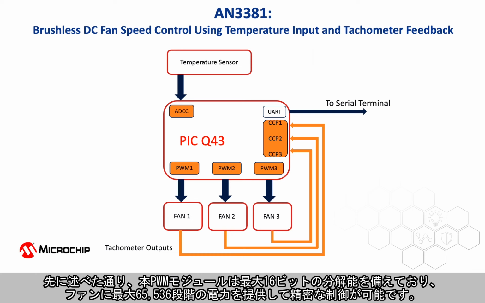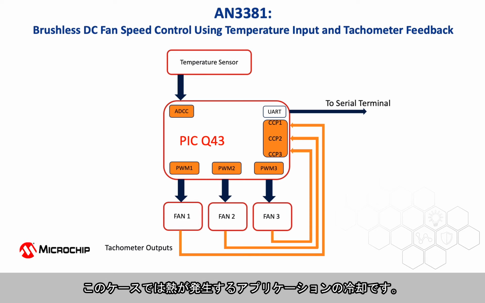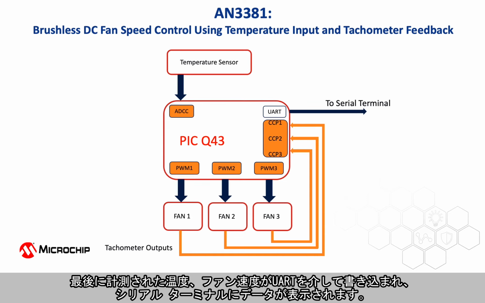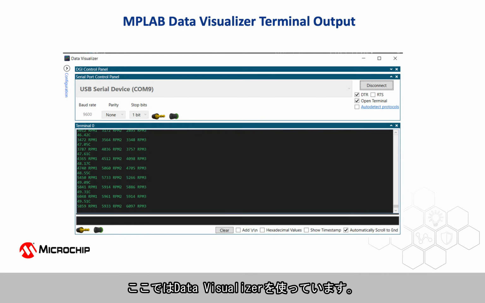As mentioned earlier, the PWM peripheral has up to 16-bit resolution, making available up to 65,536 discrete levels of power to each fan for precision control. In this particular case, cooling for thermal applications. Finally, the measured temperature and the speed of each fan is written via the UART to display the data in a serial terminal. I am using Data Visualizer.